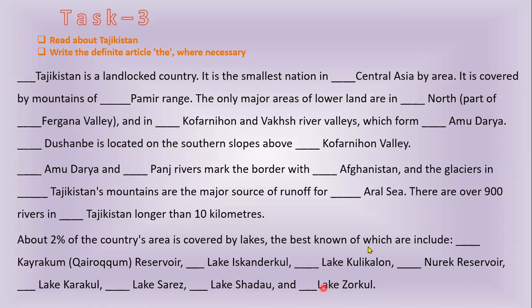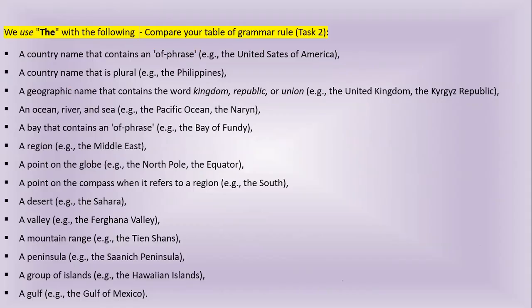Or instead of writing the whole text, you can write just the geographical name. You can write Tajikistan, you can write Central Asia. If you think it should be the Central Asia, you write the Central Asia. Okay, pause the video, take your time and write the definite article the where necessary. Then once you finish, you can proceed further. Now, here is the list I already made for you.